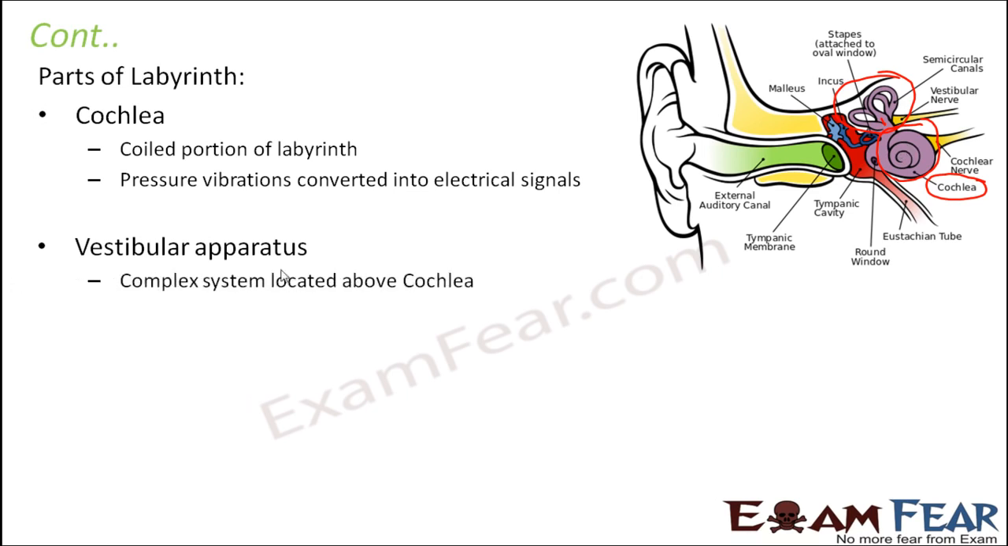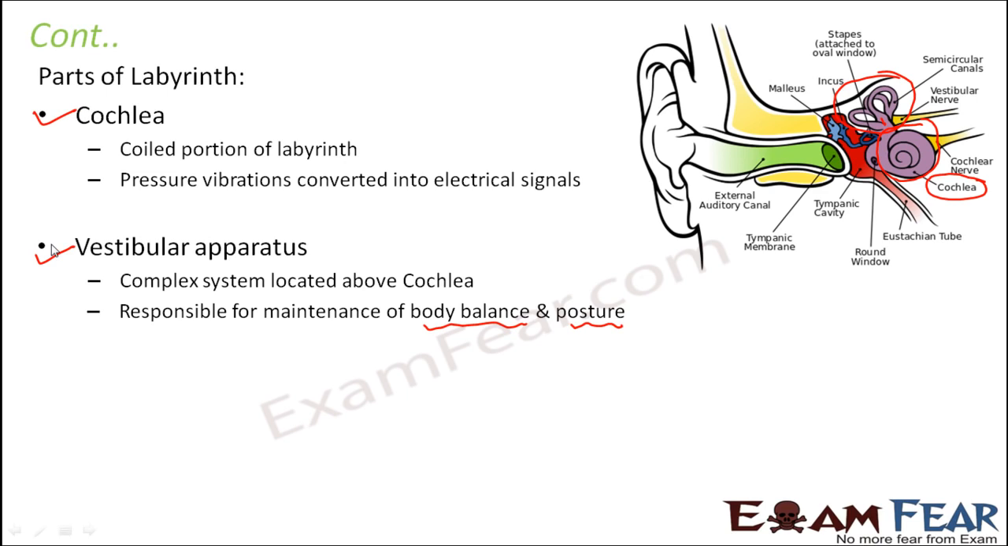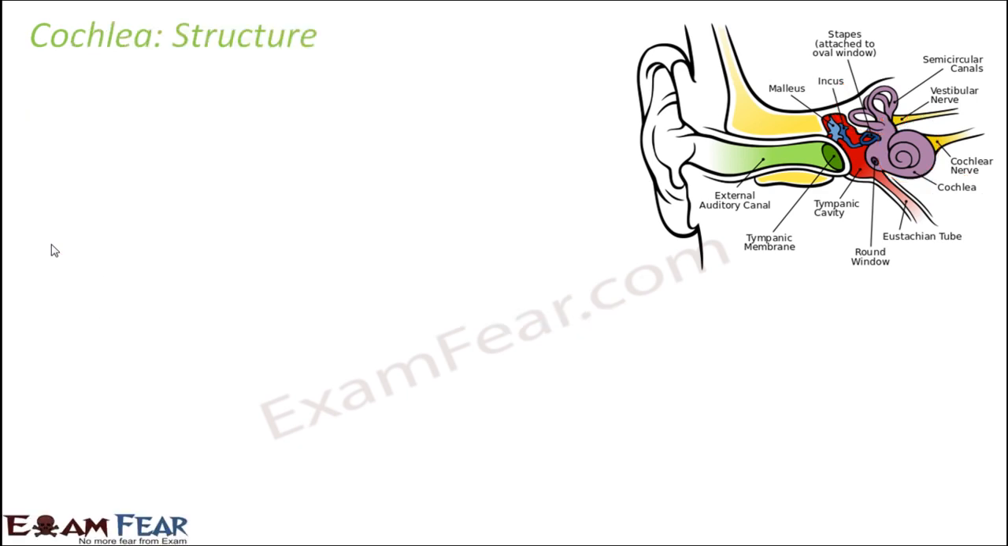The vestibular apparatus is a complex system which is located above the cochlea. It is responsible for maintenance of body balance and posture. So maintenance of body balance and posture is its main job. That is the vestibular apparatus. Now how do the cochlea and vestibular apparatus perform their job? That we will see a little later. Let us talk about the cochlea first.